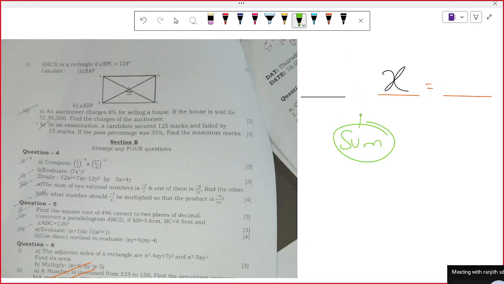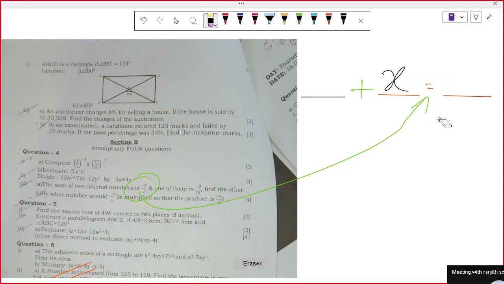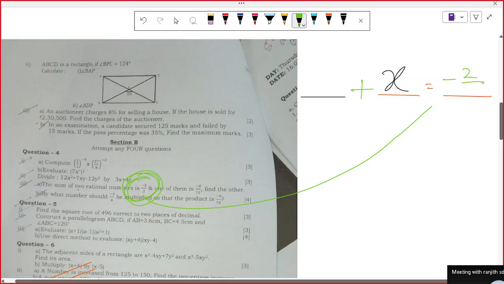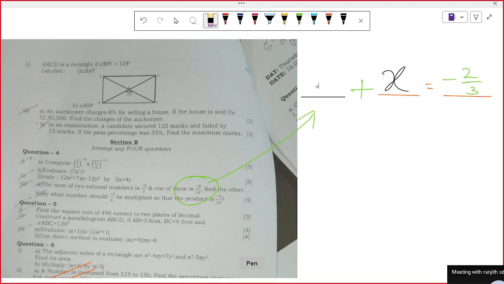For sum, what do we use? Plus. Addition, sir. Good. For the sum of two rational numbers is, what do you mean by is? Is equal to, sir. So where should I write minus 2 by 3? After is equal to. Remember this. Whenever is is given, write is equal to minus 2 by 3. Then what's the second part of the question? One of them is minus 8 by 5. Where should I write this one of them? Before x, sir. Yes, one of them is minus 8 by 5. And here it is minus 2 by 3.